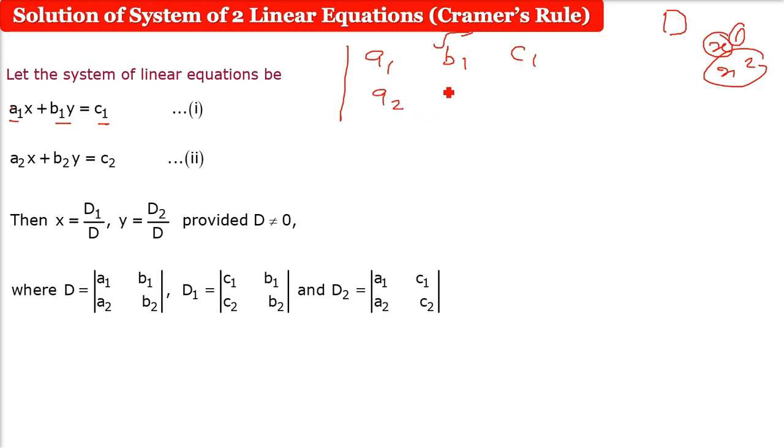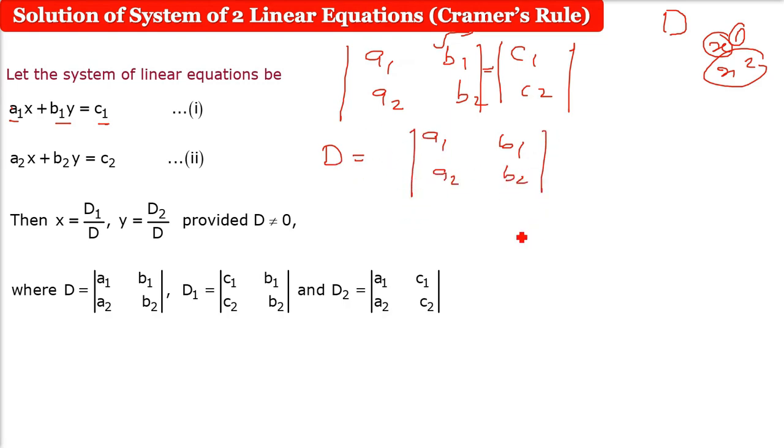Why am I writing all of it? Because I want you to have this equation in your mind: a1, b1, a2, b2 on the left, and c1, c2 on the right. So determinant D will be equal to the left hand side part, that is a1, b1, a2, b2. This is clear? That is D.